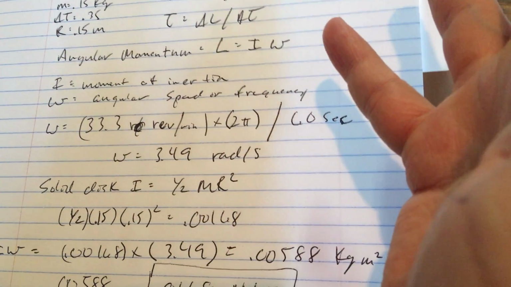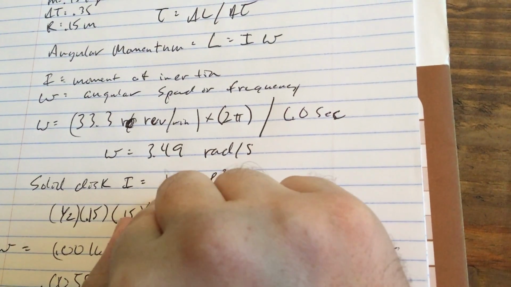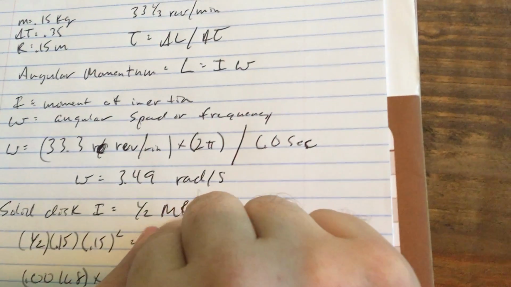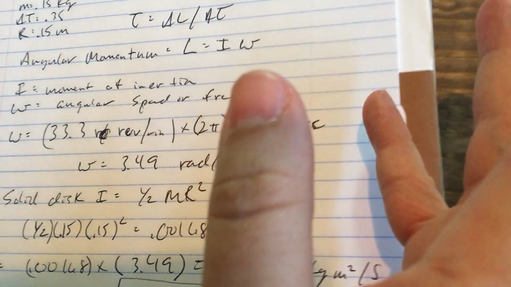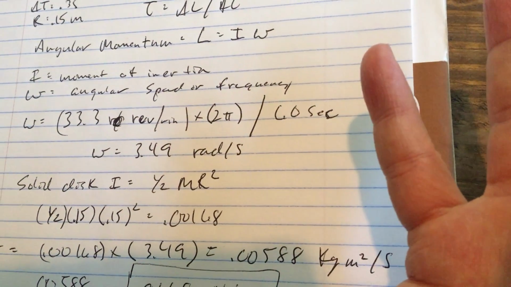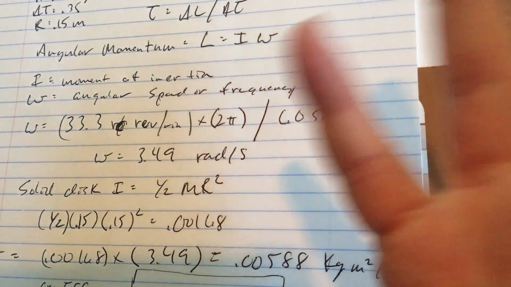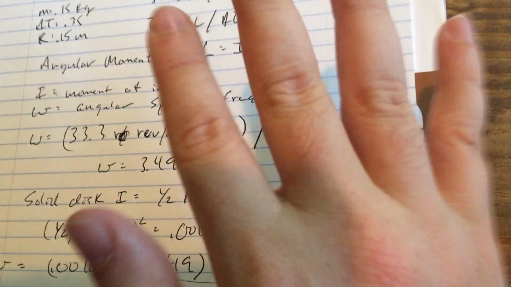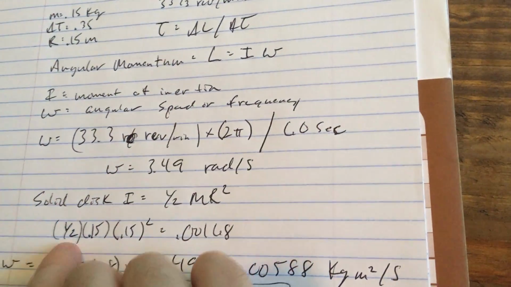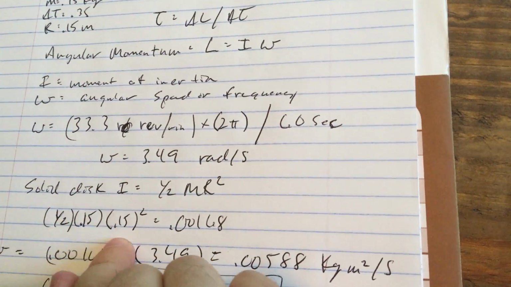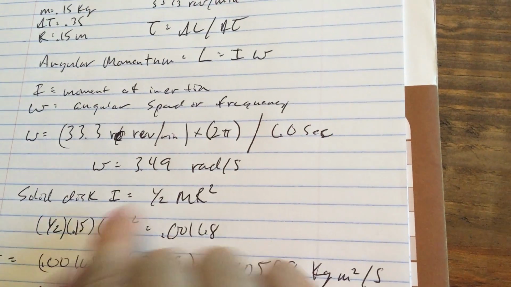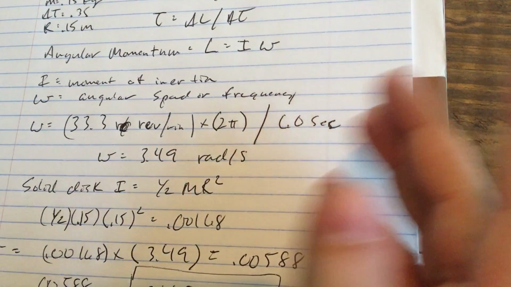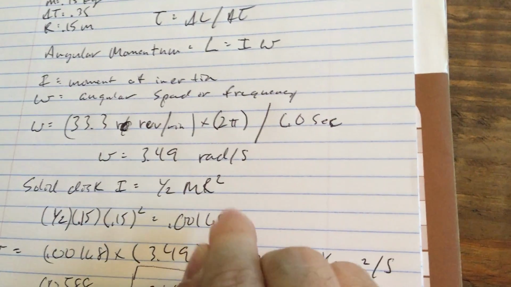Now, I had to look this up, but the moment of inertia for a solid disk is 1/2 mass times radius squared. There's a bunch of different formulas. I didn't quite realize there were that many different formulas for moment of inertia, but there are. But it's okay, we have everything we need. So 1/2 times 0.15 times 0.15 squared, this being the mass and this being the radius, we come out with 0.00168.